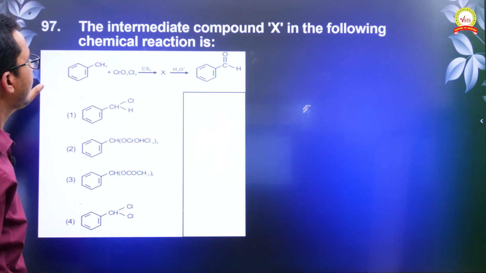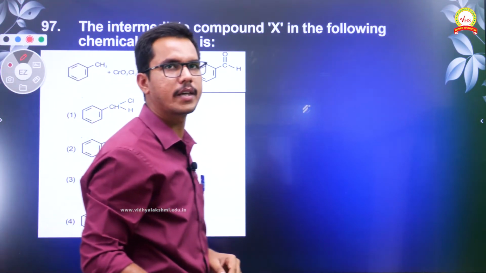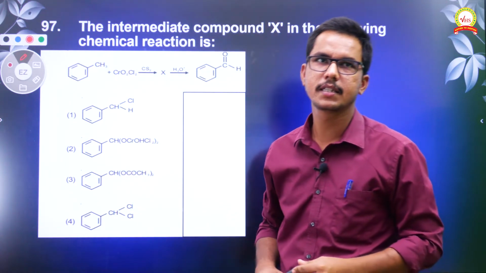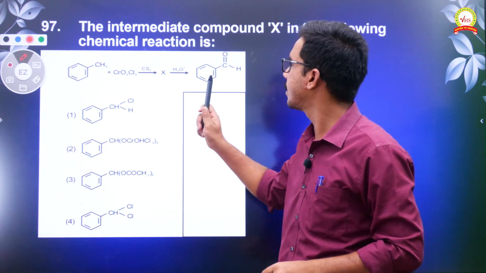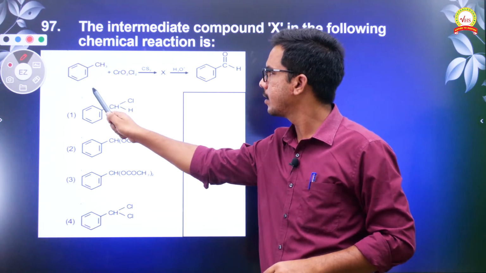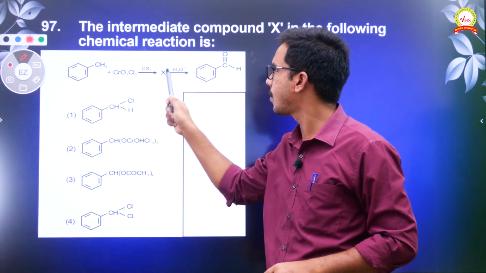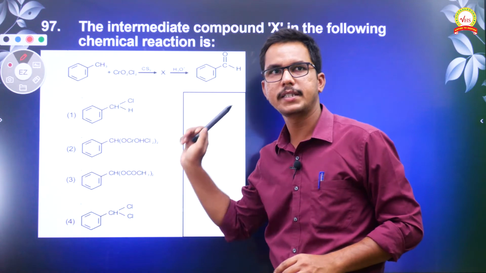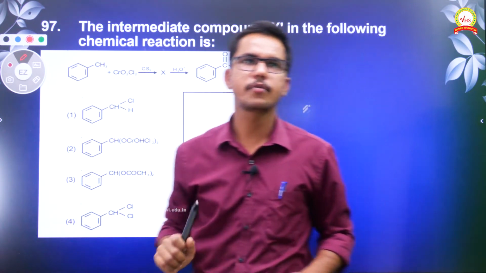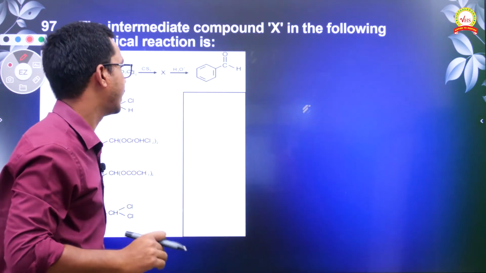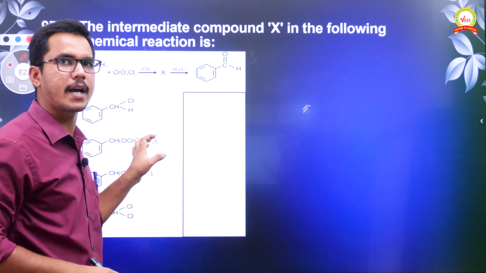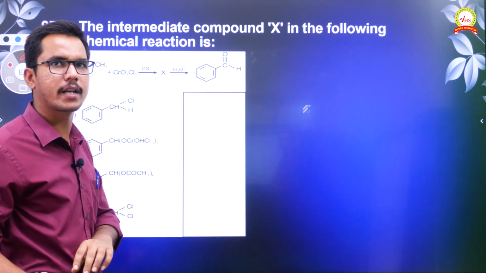The intermediate complex X in the following chemical reaction is what? We have toluene with chromyl chloride giving X, followed by hydrolysis giving benzaldehyde. What is X over there? We have to identify it. Let us see the mechanism of how the reaction takes place, and by that we can get X.